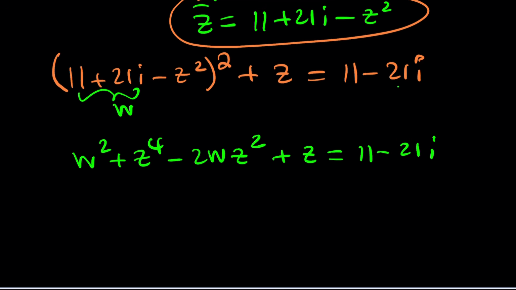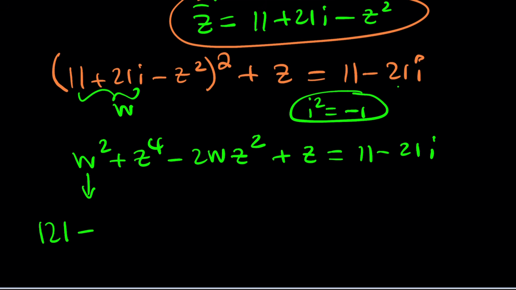Obviously, the expression on the right-hand side is a constant, as well as w squared. Now we can go ahead and evaluate w squared. Now 11 squared is going to be 121. 21i squared, I forgot to tell you, I always forget this, i squared is negative 1 because i is the square root of negative 1. So 21i quantity squared as a product would be 441 times negative 1, which is minus 441. You see how that works?